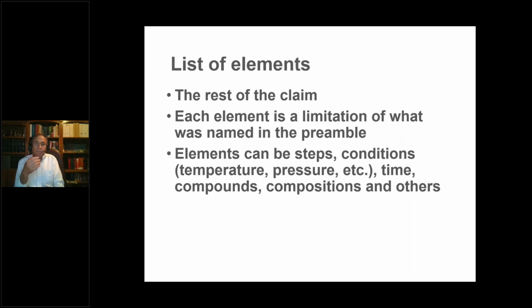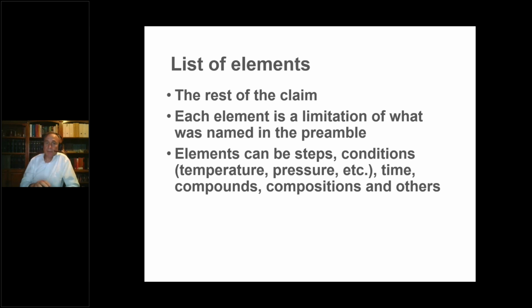And then we talked about the list of the elements. That's basically the rest of the claim. Each element limits the preamble, and so you could have conditions like temperature, pressure, a ramp of some sort, or a temperature ramp, and then you have the different pieces that you put in there. So the word element used in patents doesn't refer to a chemical element like we would find on the periodic table. It refers to a different piece, a building block in the claim that follows the transitional phrase.